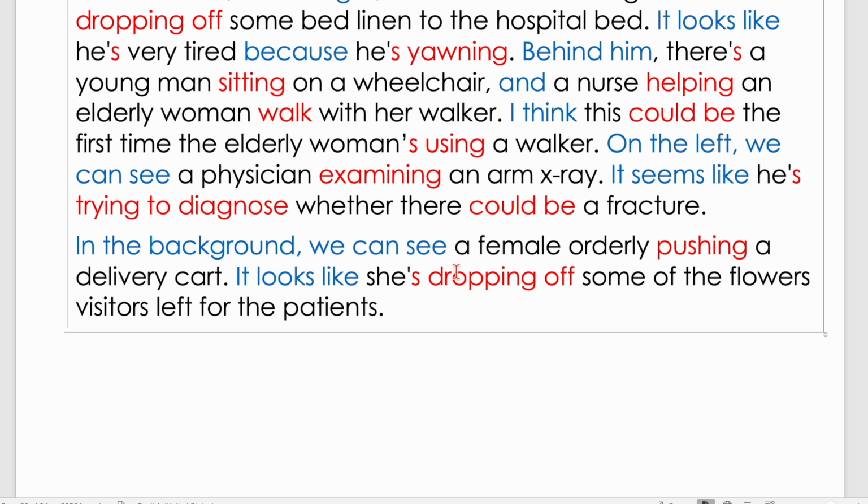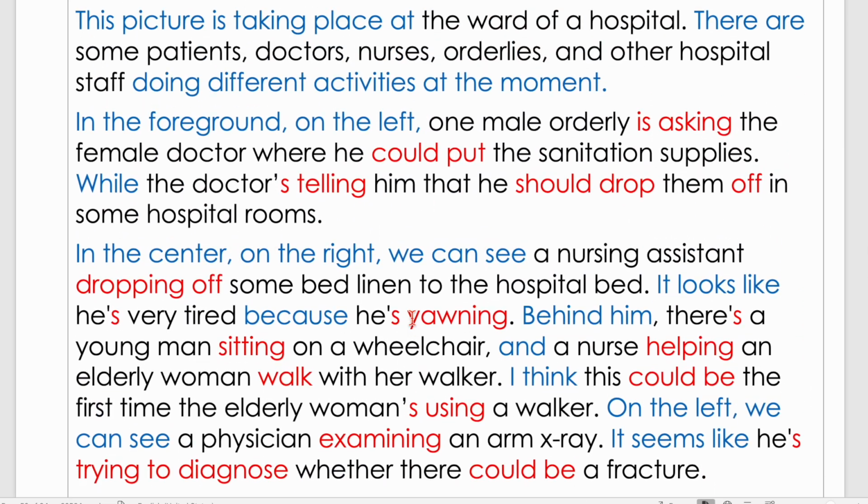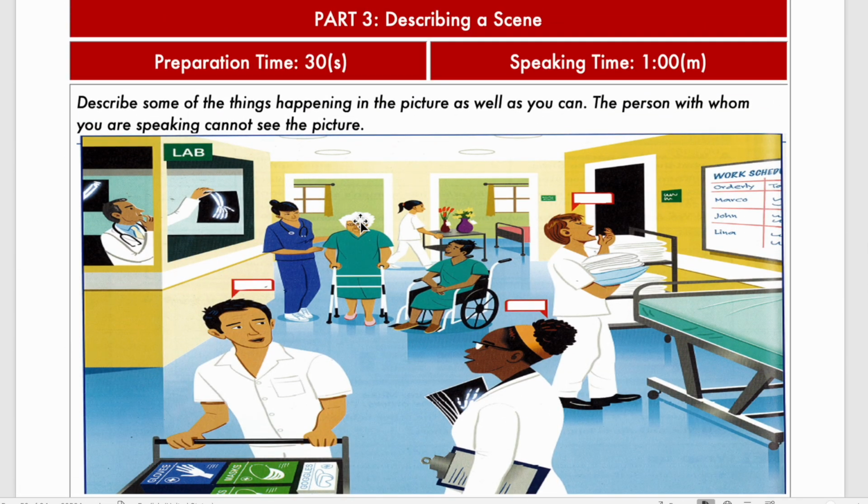In the background, we can see a female orderly pushing a delivery cart. It looks like she's dropping off some of the flowers visitors left for the patients. Very good. Over here, right? Again, saying it looks like, we're trying to just imagine what she's doing.